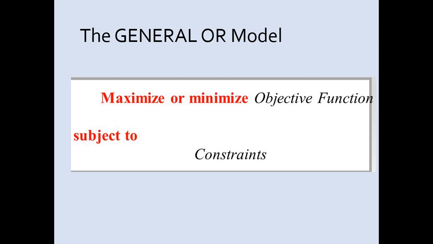So, the next point, and the most important point to learn, is how to write the general OR model, the operations research model. Pay attention, very important, all of you. This is the mathematical equation of the general operations research model. What is it? It says maximize or minimize objective function subject to constraints. This is the general OR model.